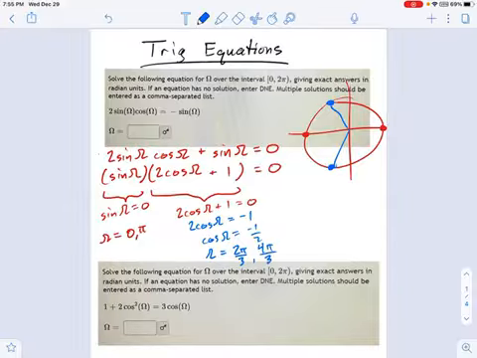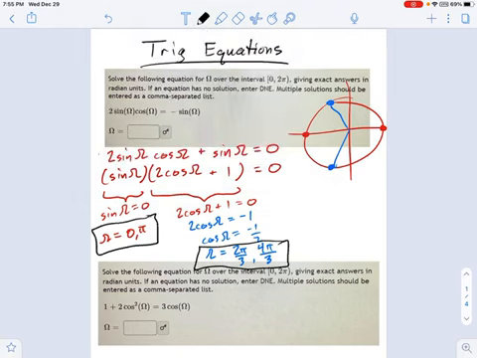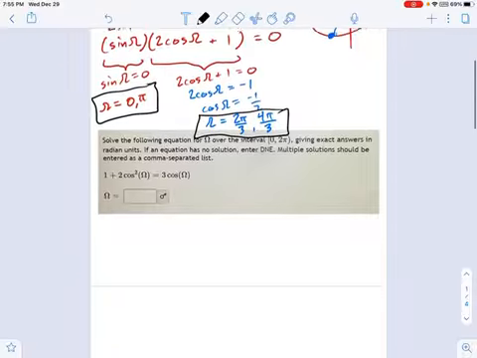So this is your full list of answers. It's all of them. It's 0 and pi and 2 pi over 3 and 4 pi over 3. You would just enter those all as a list of values. It doesn't matter what order you do them in. It doesn't matter if they're simplified fractions or not. Just get the angles right. Don't use any decimals. All right, next one.